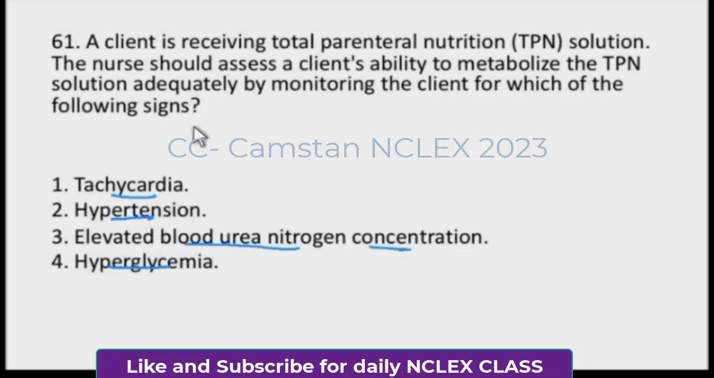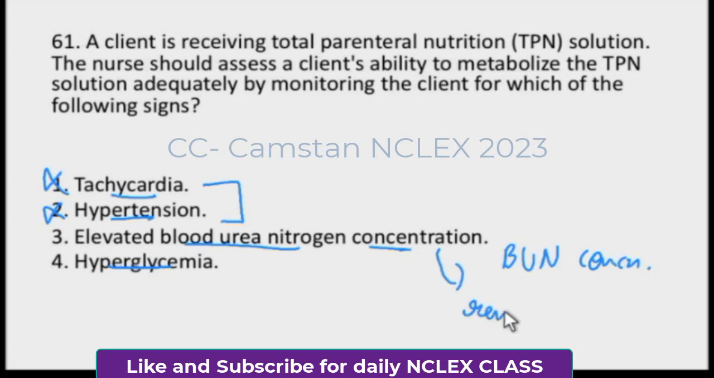Well, the first two options, tachycardia and hypertension, do not indicate the client's ability to metabolize the solution, so they both are incorrect. The third one is elevated blood urea nitrogen concentration. This BUN indicates the renal status of the client and the fluid balance. It does not indicate the client's ability to metabolize the TPN solution. So this option is also incorrect.